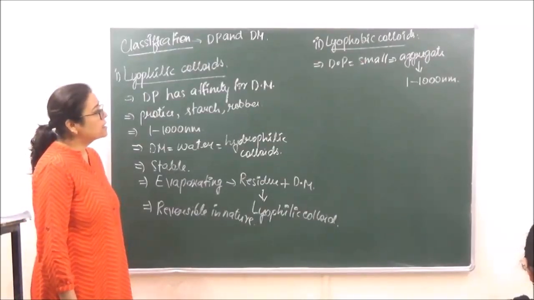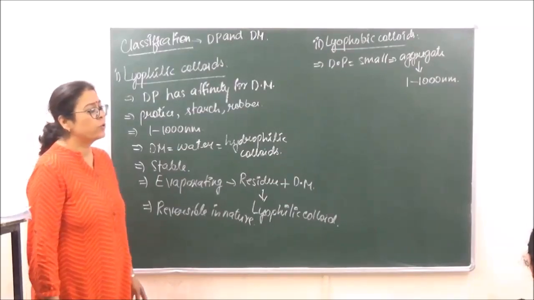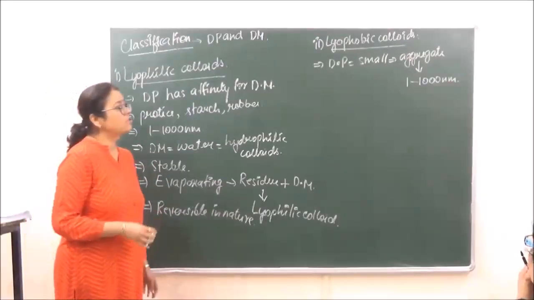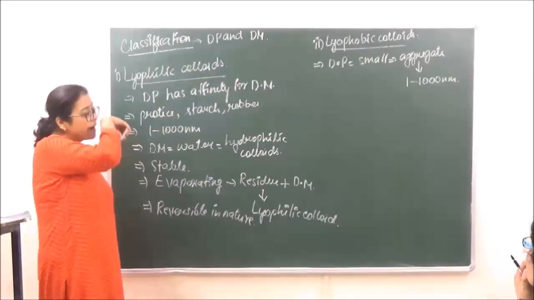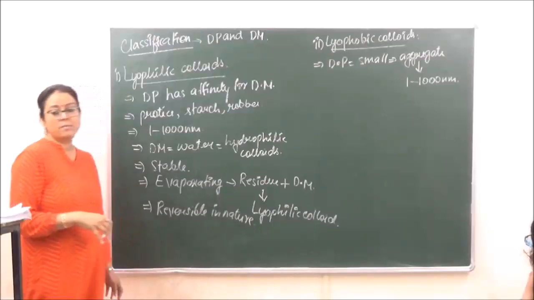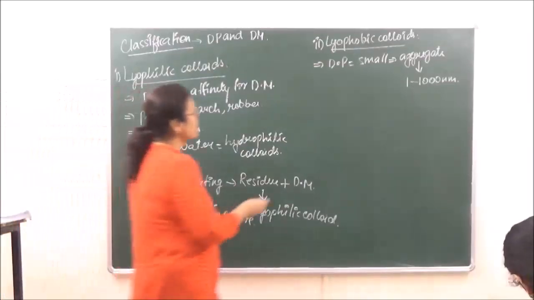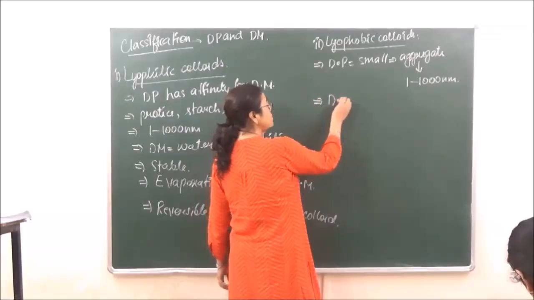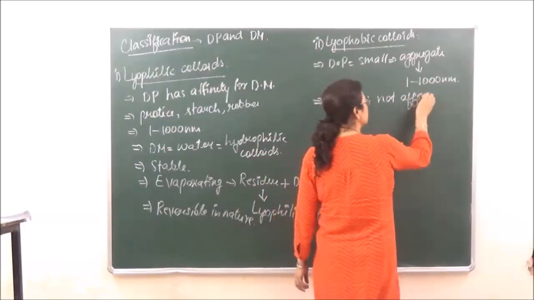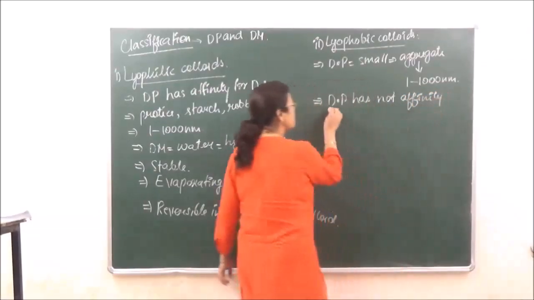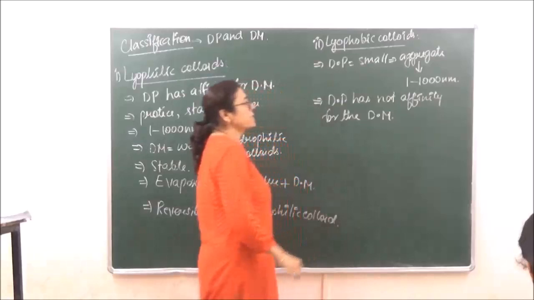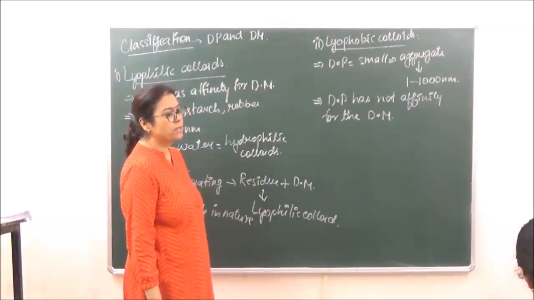So the particles of the dispersed phase in case of lyophobic colloids are smaller, they get aggregated and become closer to each other, as a result of which they make clusters, and these clusters come in the range of 1 to 1000 nanometers. Therefore they start making the colloids. Okay? Now in this case, the dispersed phase has no affinity for the dispersion medium. The dispersed phase has no affinity for the dispersion medium, right?